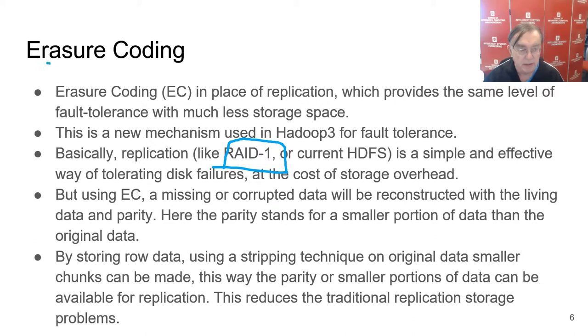So Reed-Solomon erasure coding is a standard technique used in RAID disks. If you happen to lose one part of your data, you can reconstruct it using the parity. Now we want to do this on a smaller grain size than the original grain size, because otherwise it becomes too clumsy and too inefficient.